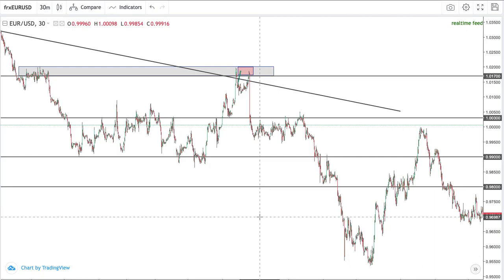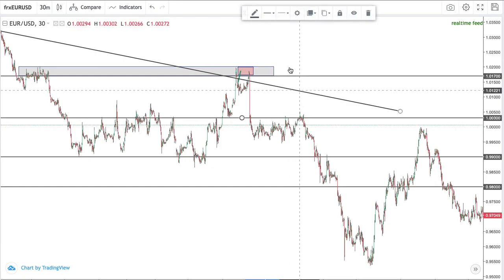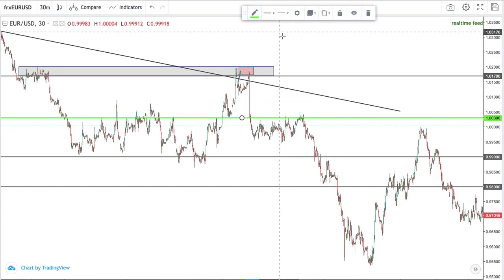This one here is a minor psychological number. Remember, this is a major psychological number here. This one here is a minor psychological number. The major psychological number here is 1.00000. That is a major psychological number here. This one here is a minor psychological number.